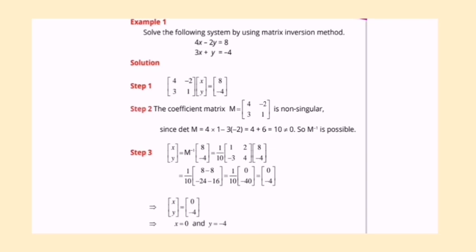Now consider the coefficient matrix is M, the variable matrix is X, and the column matrix is B.